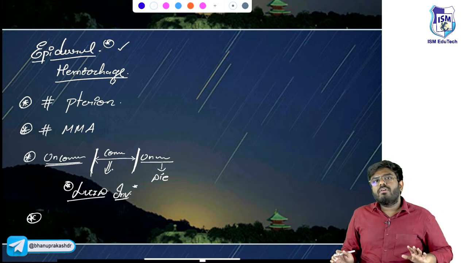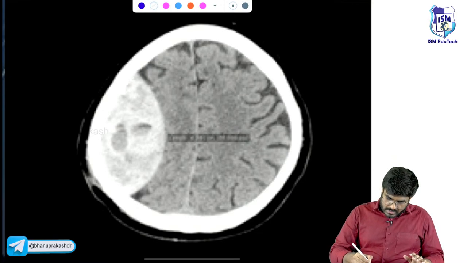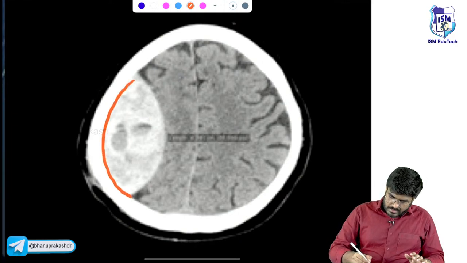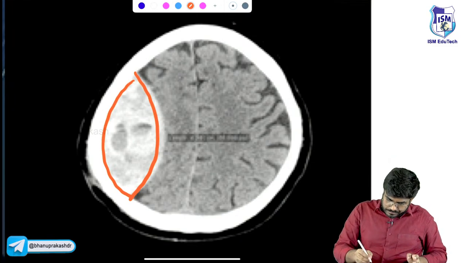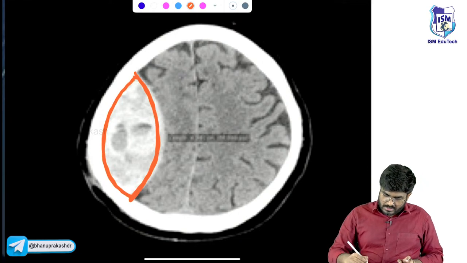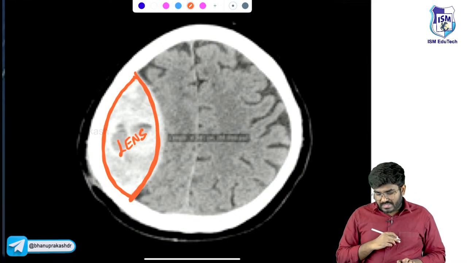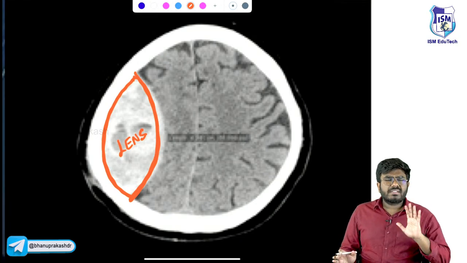CT head. Now, whenever you do the CT scan, how is the hemorrhage going to look? The hemorrhage is going to look lens shaped, in the form of a lens, biconvex, like a convex. So this is lens shaped hemorrhage. This is a classical question that will be coming in your exam. If a patient has an epidural hemorrhage, the patient is going to have a lens shaped hemorrhage that is appreciated on the CT.